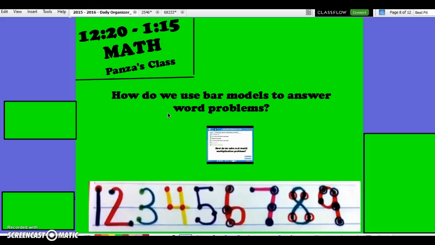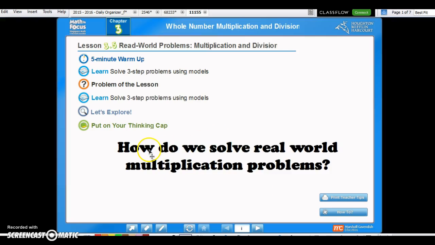Hi, fourth grade students and family members, it's Mr. Panza again, focusing on this question. How do we use bar models to answer word problems? Another way we've been asking that question is how do we solve real-world multiplication problems?